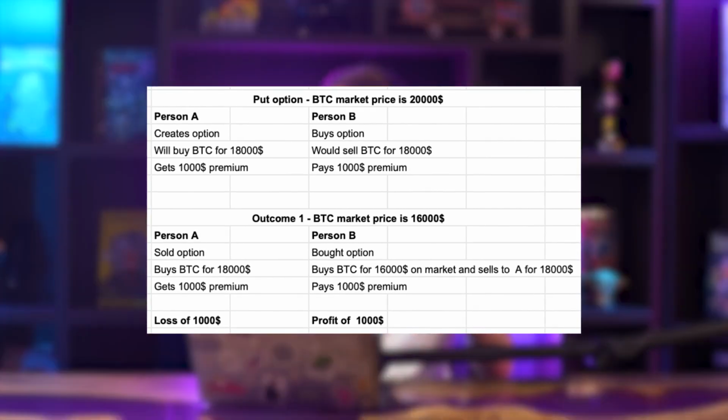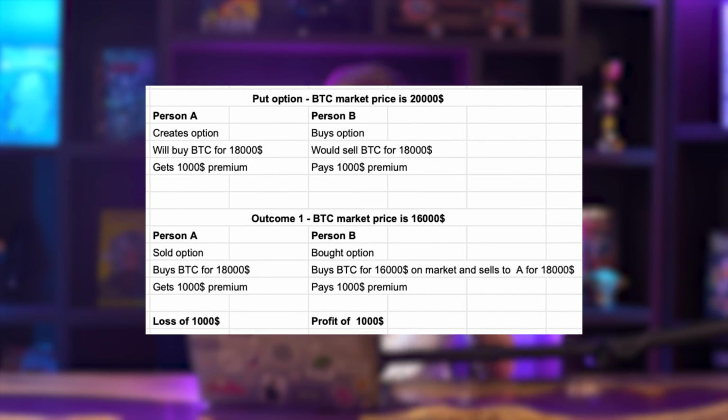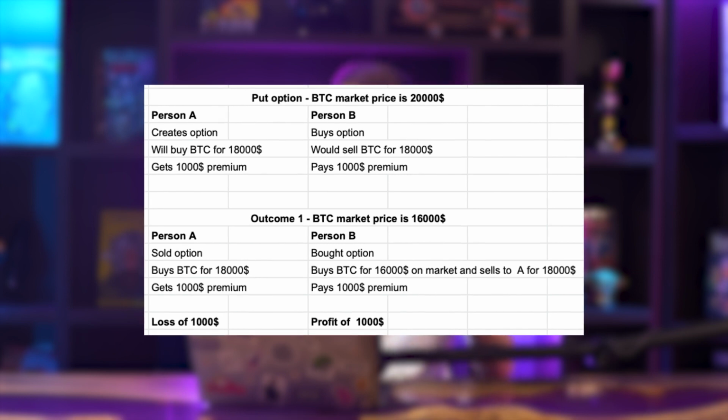premium. If now in 1 week's time Bitcoin falls, say, to $16,000, then person B, the option buyer, can buy the Bitcoin from the market at the price of $16,000 and sell it immediately to the option issuer for $18,000, which is how they make $1,000 clean, because they earn $2,000 from buying Bitcoin on the market and selling it to the option issuer, but they have previously paid the $1,000 premium, which again, $2,000 minus $1,000 is $1,000 clean.